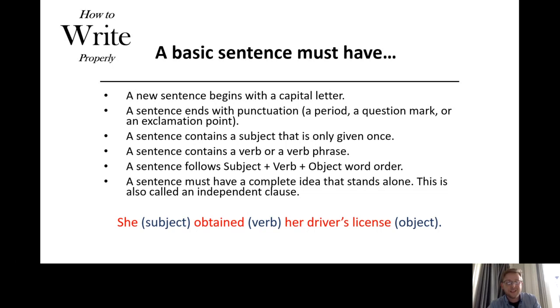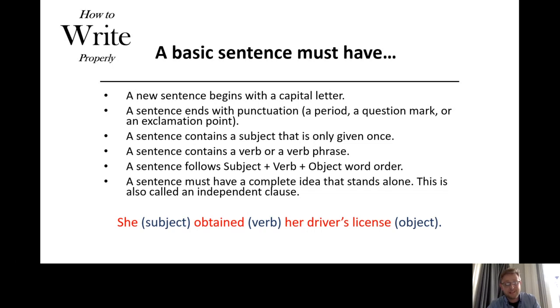A sentence contains a verb or a verb phrase. So all sentences have to have something happening in them. There has to be a doing aspect of the sentence. A sentence follows subject plus verb plus object word order. If you get these in the wrong order, it starts to get complicated and convoluted.